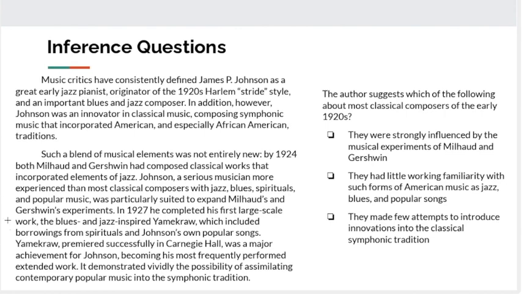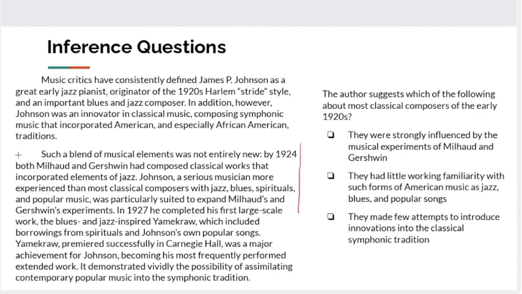We've already read this passage in the video on specific detail questions, so if you haven't watched that one, you can either go back and watch it, or you can pause this and take a minute to read the passage. But we'll just go on to the question, and the question asks the following. The author suggests which of the following about most classical composers of the early 1920s. So it's another check all that apply question. So we want to scan through the passage and find where it talks about classical composers of the early 1920s.